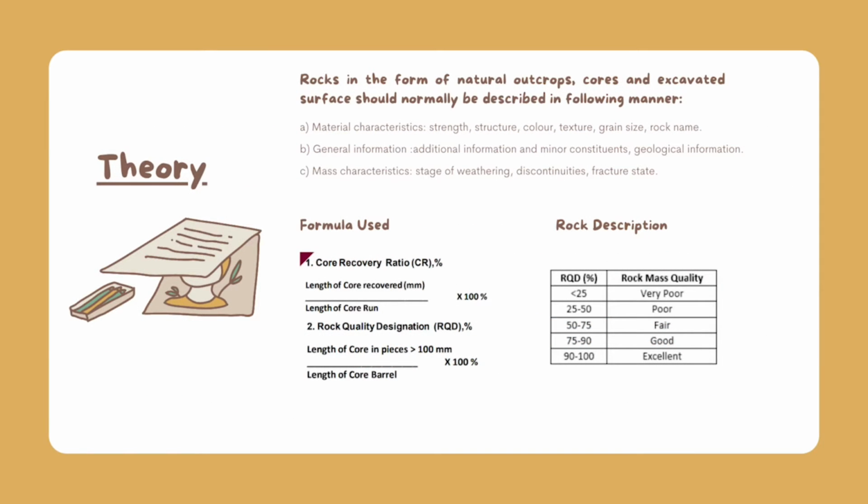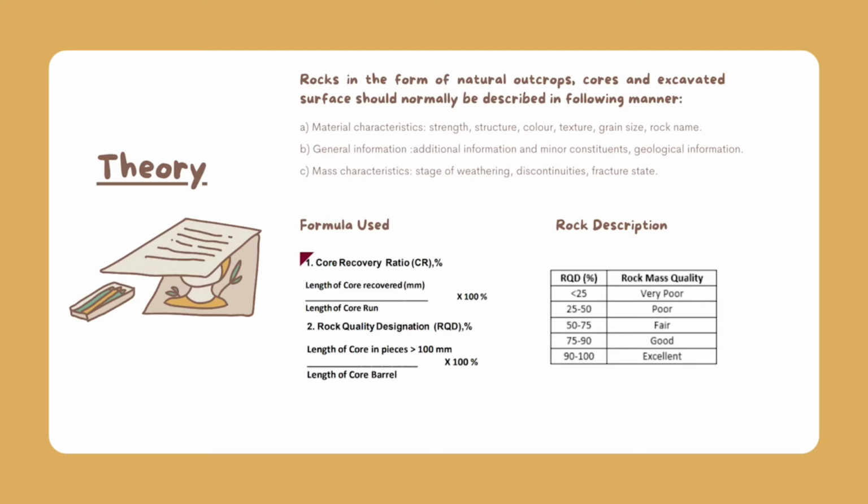First, rocks in the form of natural outcrops, cores, and excavated surface should normally be described in the following manner. Material characteristics, including strength, structure, color, texture, grain size, and rock name. Next, general information, including additional information and minor constituents, geology information. Last but not least, mass characteristics. They are state of weathering, discontinuities, and fracture state.